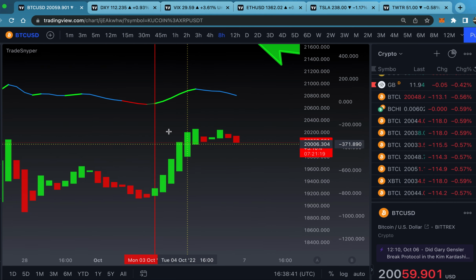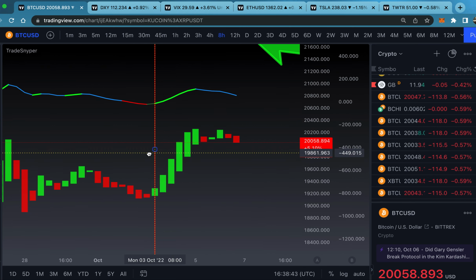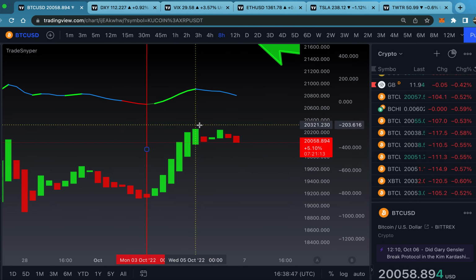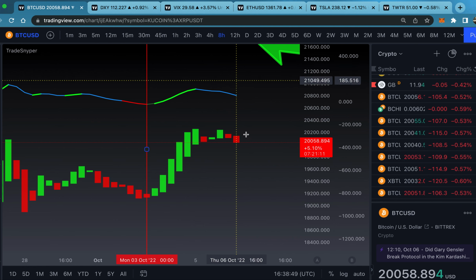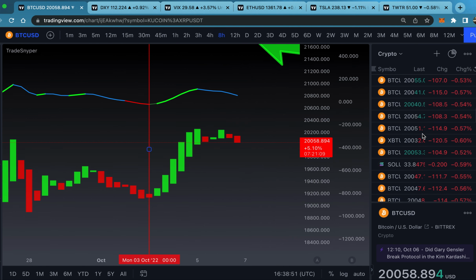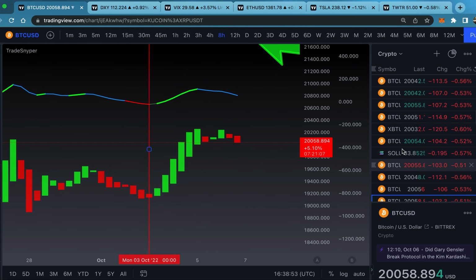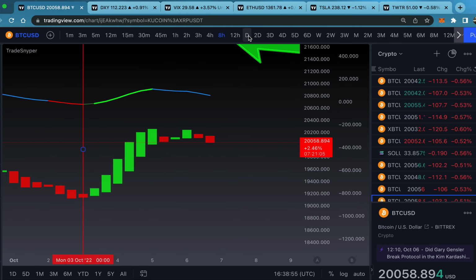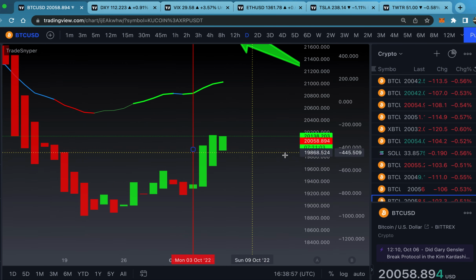The 8 hour also is very good for this. You can see right here, it flipped red to green, started pumping, flipped blue right here at around 20,300, and now it's starting to pull back as you see the market is pulling back. So we're going to keep an eye on the daily chart especially.